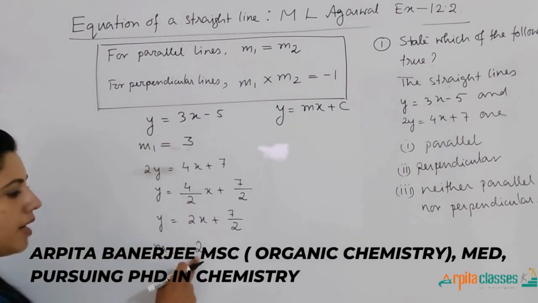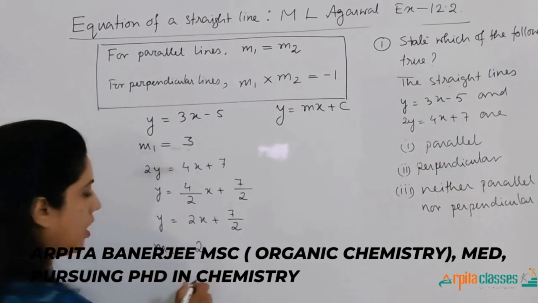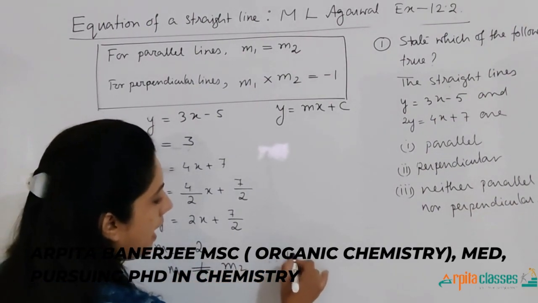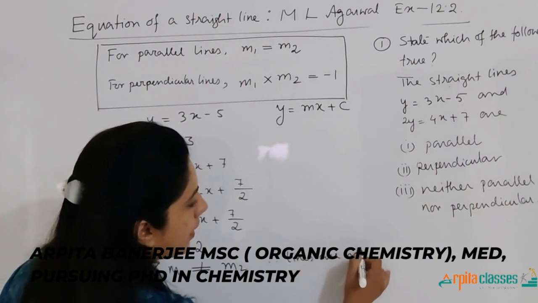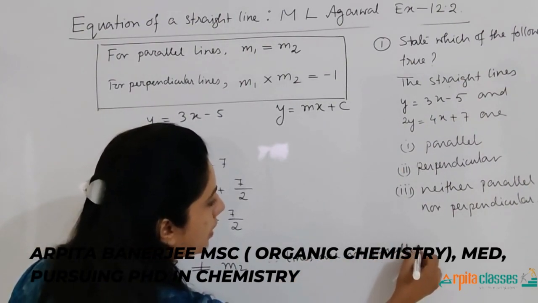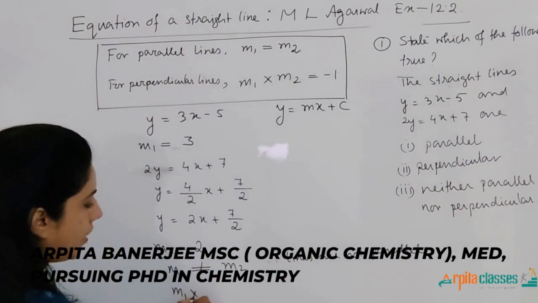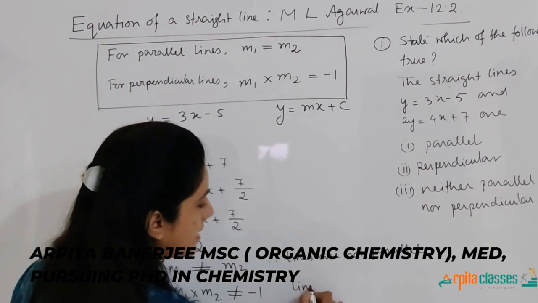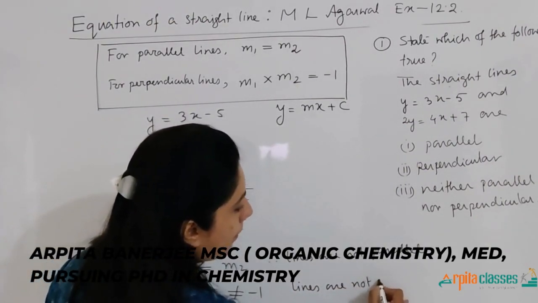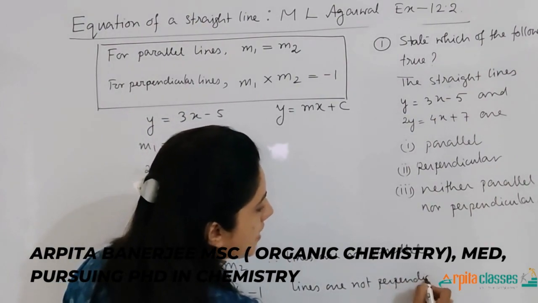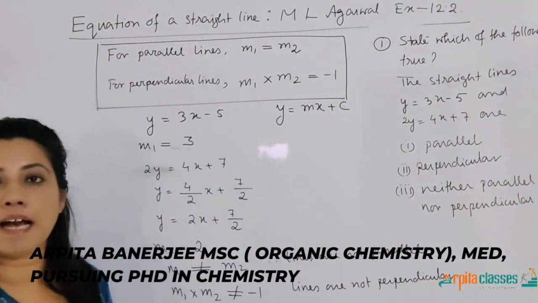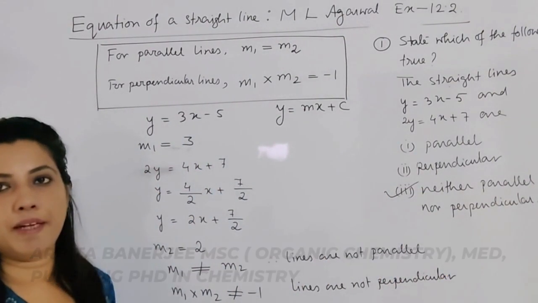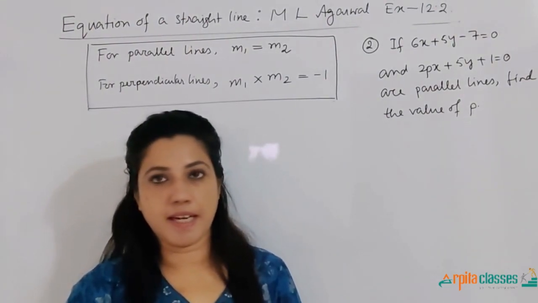So clearly m1 and m2 are not equal. So m1 is not equal to m2. Therefore the lines are not parallel, first of all. Second, m1 into m2 is not equal to -1. Therefore the lines are not perpendicular as well. So the lines are neither parallel nor perpendicular. Let's start with the second question.